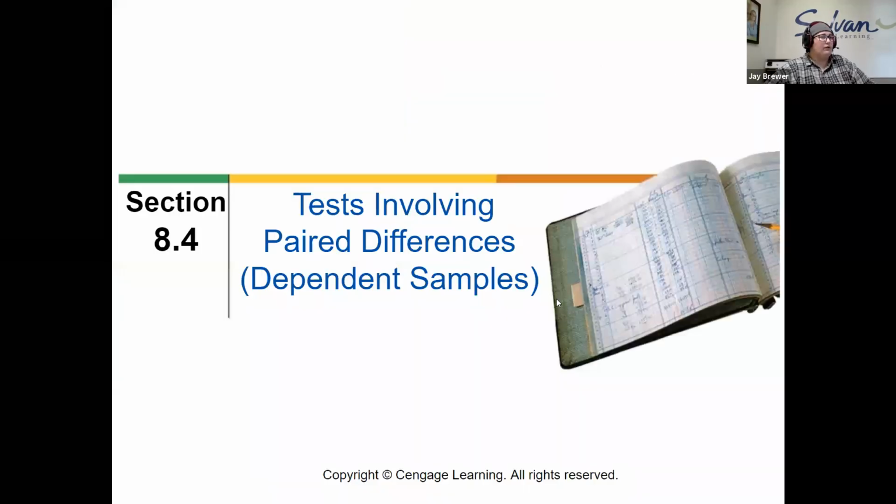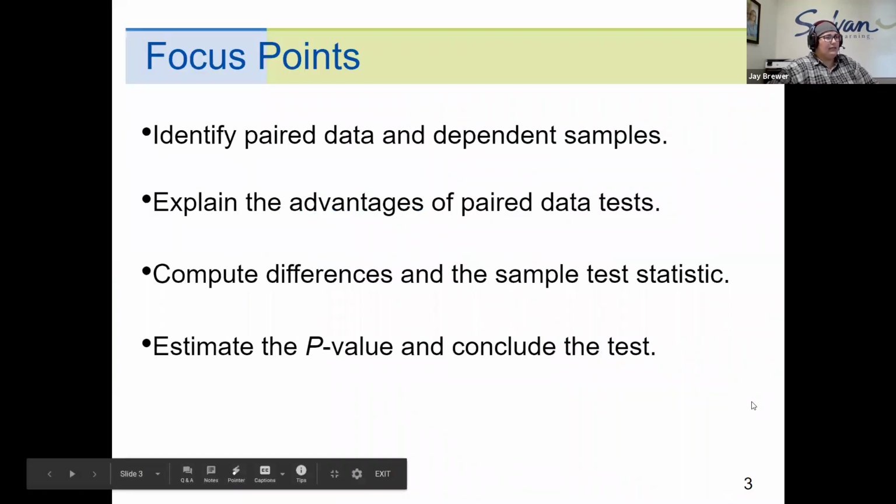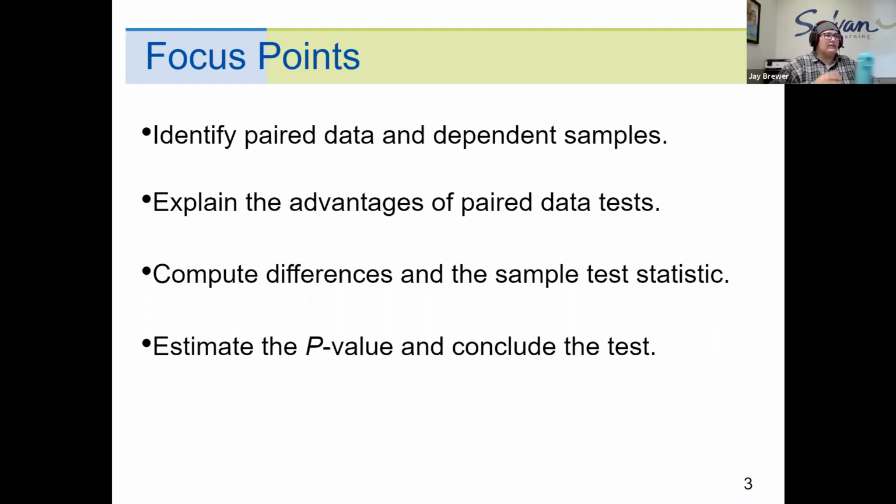Okay, we're going to move on to section 8.4. Test involving paired differences, dependent samples. Identify paired data and dependent samples. Explain the advantages of paired data test, compute differences and the sample test statistic, estimate the p-value, and conclude the test.